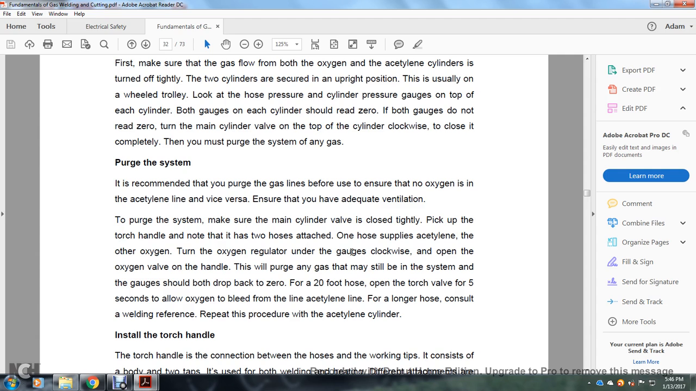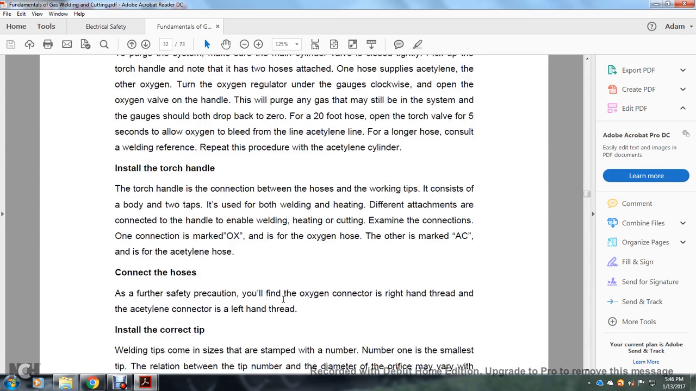Turn the oxygen regulator under the gauge clockwise, then open the oxygen valve on the handle. This will purge any gas that is still in the system, and the gauges should both drop back to 0. For about a 20 foot hose, open the torch valve for about 5 seconds to allow the oxygen to bleed from the line, and the acetylene line. For a long hose, consult the welding reference. Repeat the procedure for the acetylene cylinder.